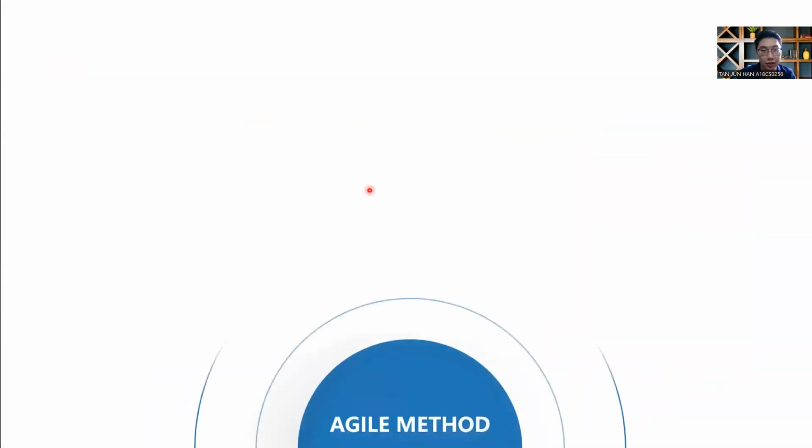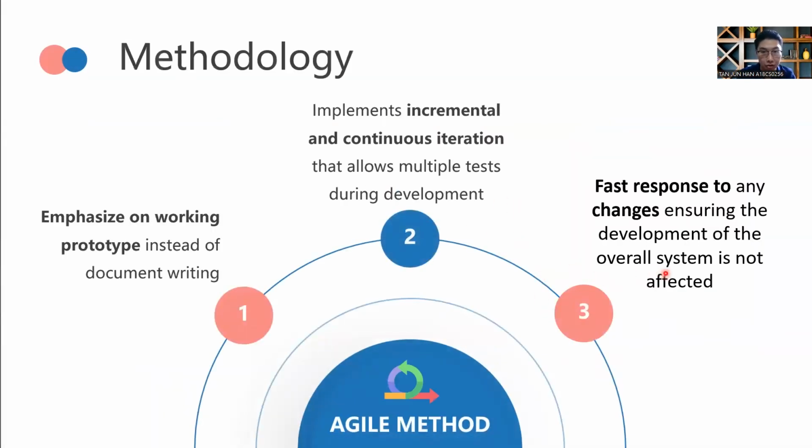Next up, we'll take a look at the methodology. The Agile method is used because it emphasizes a working prototype. It also implements incremental and continuous iteration. The last reason is that it has a fast response to changes, which will not affect the development process.